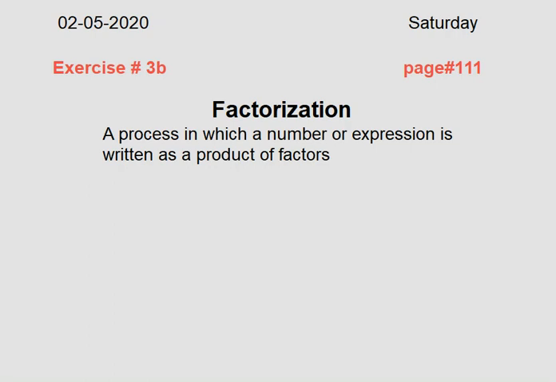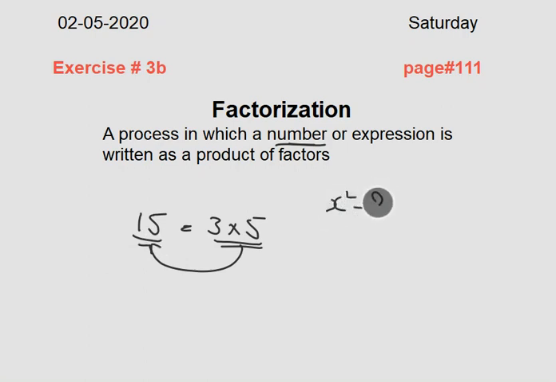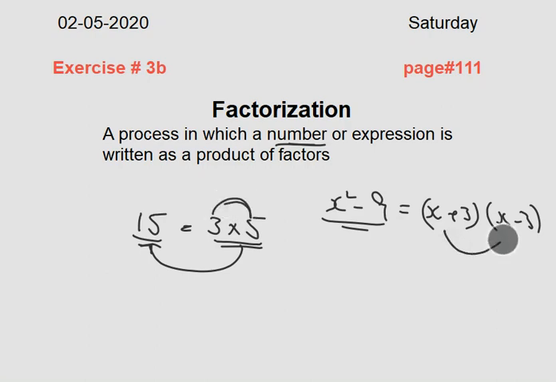Let me define factorization: a process in which a number or expression is written as a product of factors. For example, 15 is a number. We can write it as 3 multiplied by 5. So 3 and 5 are the factors of 15. Similarly, for an expression, we can write x square minus 9 equal to x plus 3 and x minus 3. So a number or expression is written as a product of factors. The factors of x square minus 9 are x plus 3 and x minus 3.